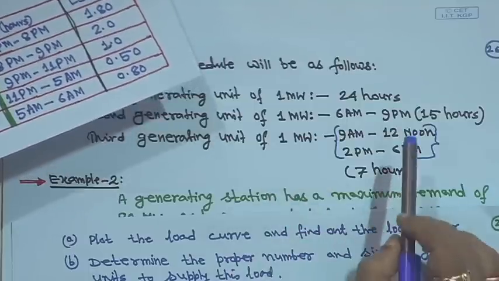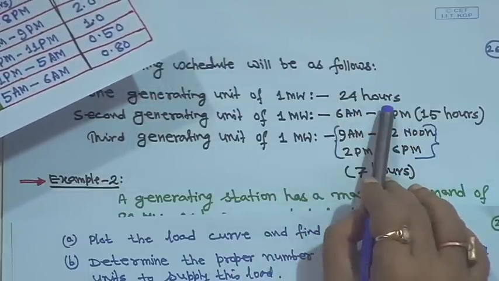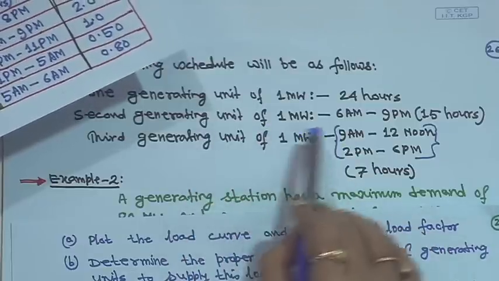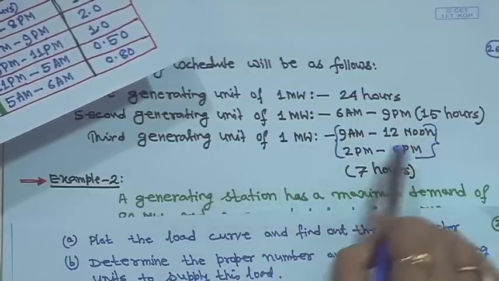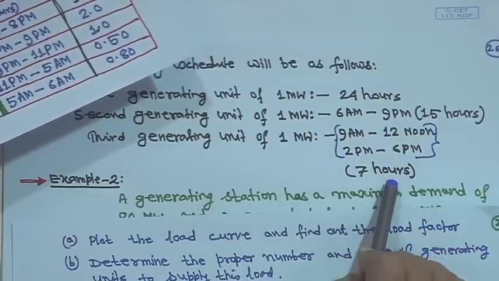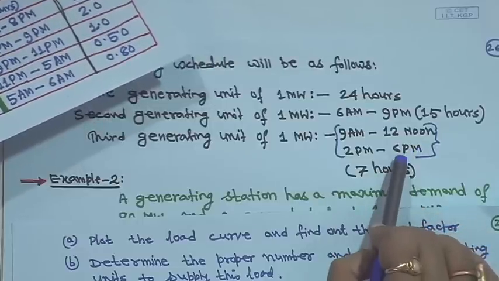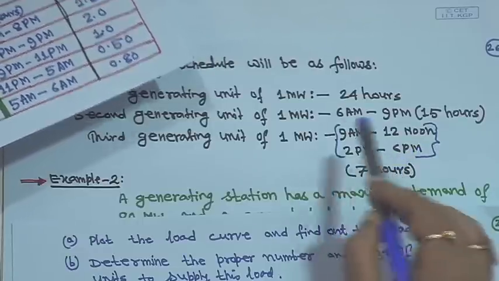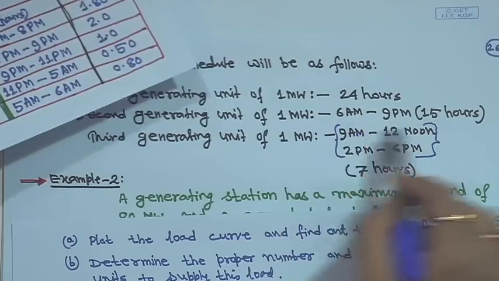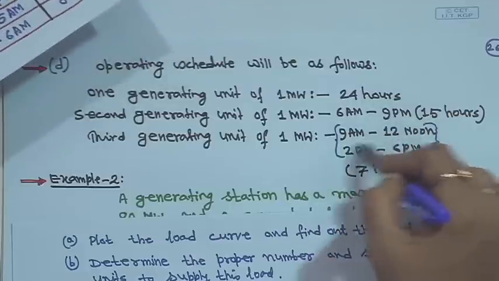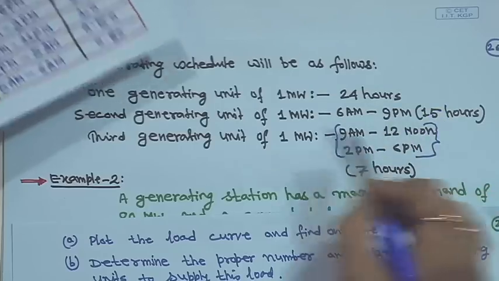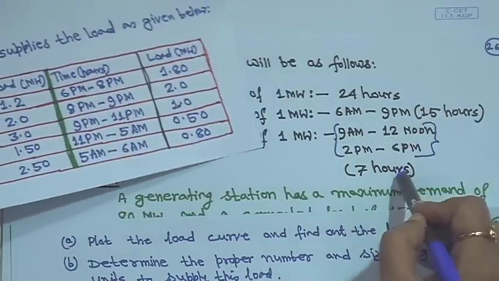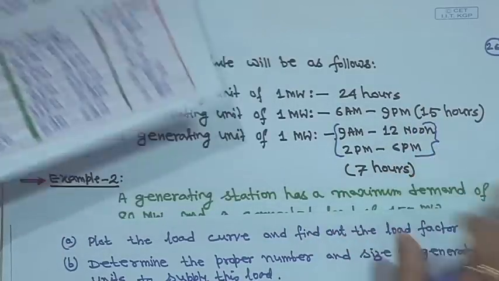So, 1 unit of 1 megawatt runs for 24 hours, then another generating unit must be on from 6 am to 9 pm for 15 hours, and the third unit from 9 am to 12 noon as well as 2 pm to 6 pm for 7 hours, because during this duration the load will be more than 2 megawatt. This way, from your intuition or common sense, you can find out how the generator operating schedule can be made. From the data and whatever we have made here, you can have a look and see that this is the way the operating schedule can be prepared.